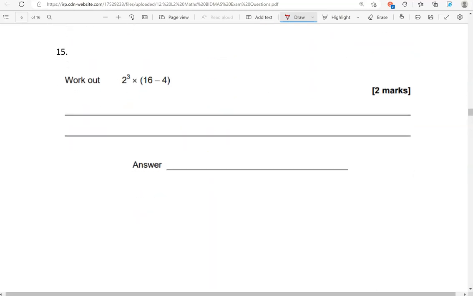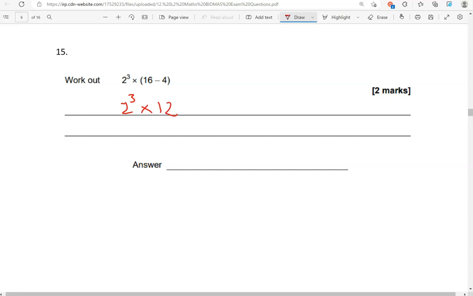Work out 2 cubed times 16 minus 4. So we've got index power, we've got multiplication, brackets, and subtraction. So BIDMAS tells us we need to do brackets first. So 2 cubed times 16 take away 4, that is 12.